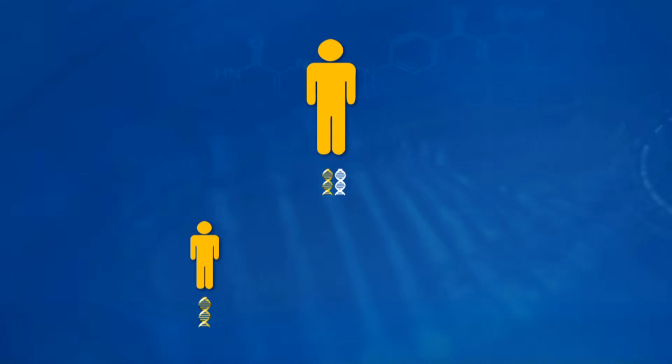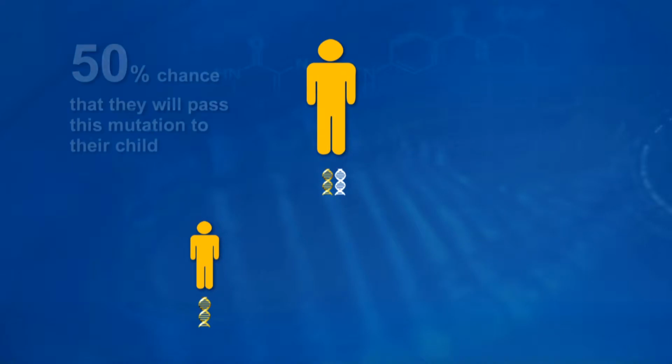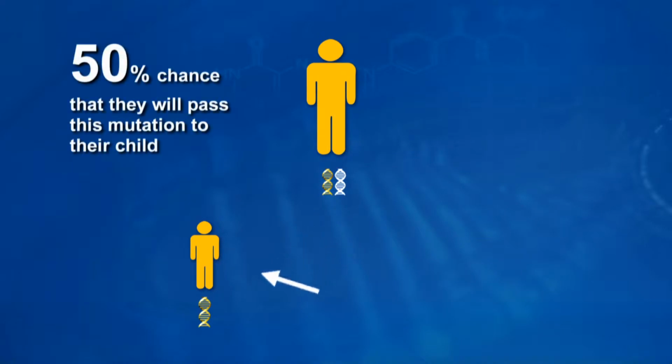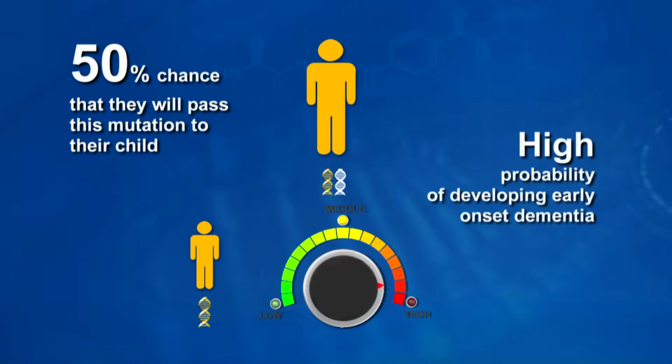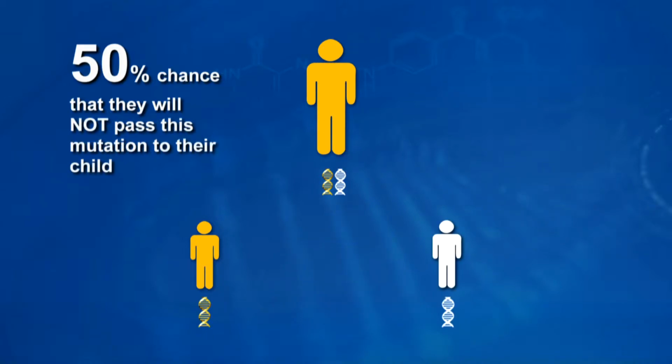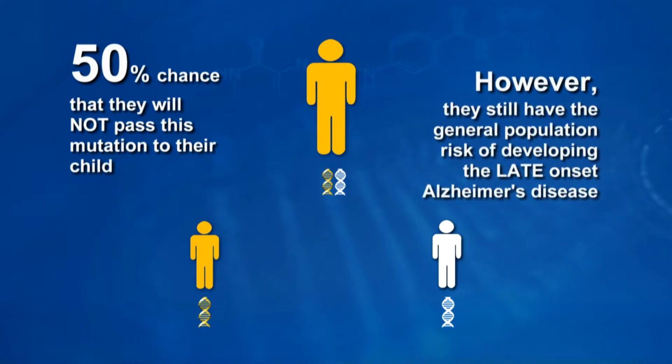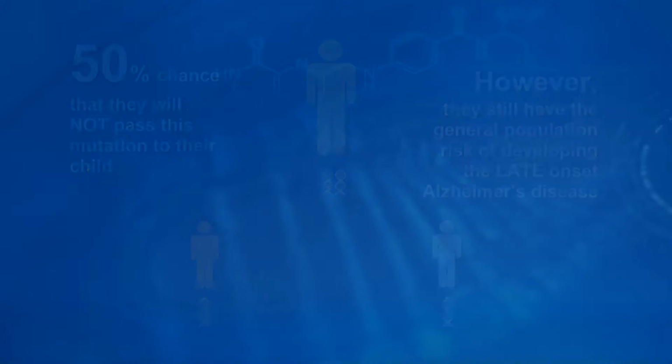When someone with a mutation in one of these genes has a child, there is a 50% chance that they will pass this mutation to their child. This child has a high probability of developing early onset dementia. There is also a 50% chance that this individual will not pass the mutation to their child. This child will not develop early onset dementia. However, they would still have the general population risk of developing late onset Alzheimer's disease.